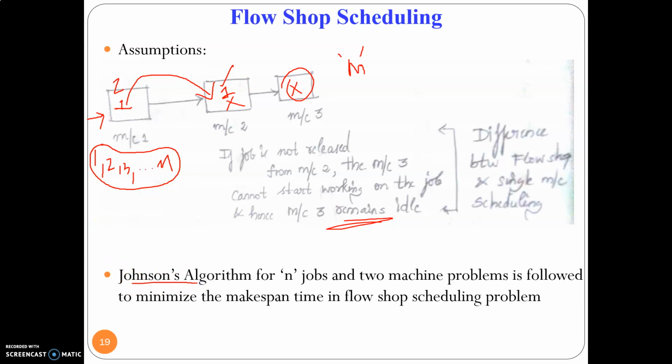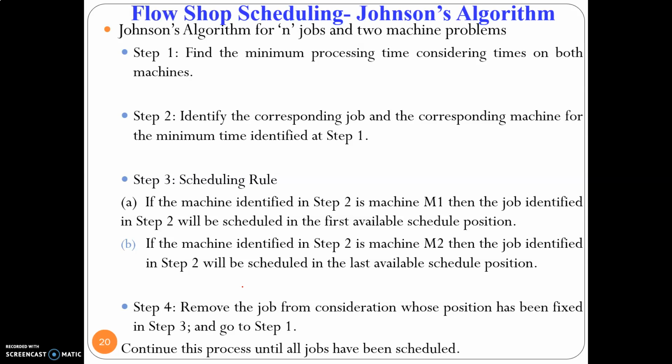In order to do flow shop scheduling, we have Johnson's algorithm. This algorithm is proposed for n different jobs, but only for 2 machine problems, and our objective here is to minimize the makespan time. So we'll see what steps are involved in Johnson's algorithm.